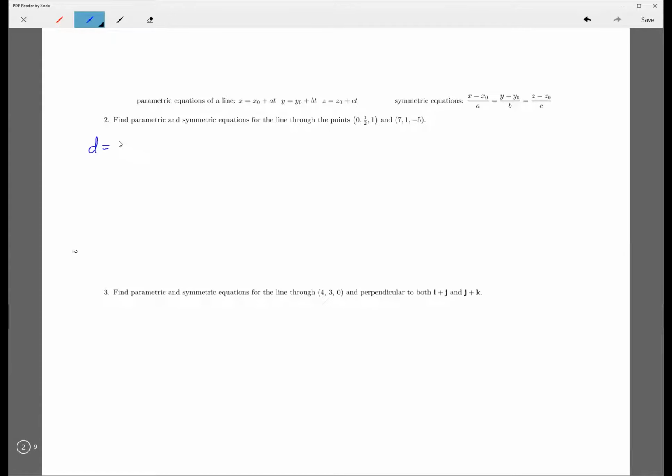Or can someone tell me what the direction vector is? Say the direction from that point to that point. From there to there. What's the direction? -7, 1/2, -4. Oh no, negative. -5 minus -6. -6, yeah. So you're just taking this minus that. It's just like, if that's P, that's Q, you're taking the vector PQ.